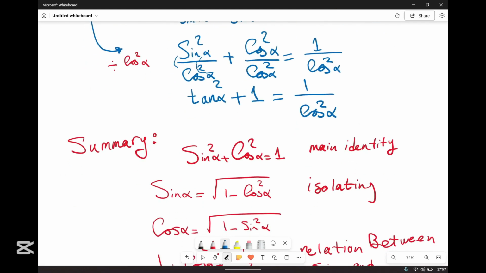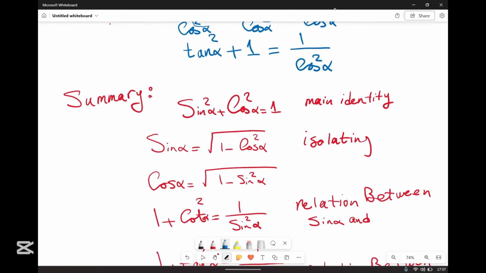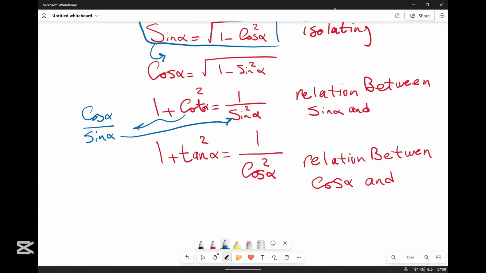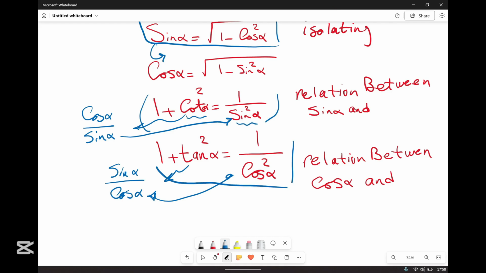Let's summarize these proofs. At first, the main identity is sine alpha squared plus cosine alpha squared is 1. Then 1 plus cotangent squared is 1 divided by sine squared, and 1 plus tangent squared is 1 divided by cosine squared. You know this is sine divided by cosine, and you see these denominators are the same, so don't forget them. This one is the relation between sine and cotangent, and this one is the relation between tangent and cosine.